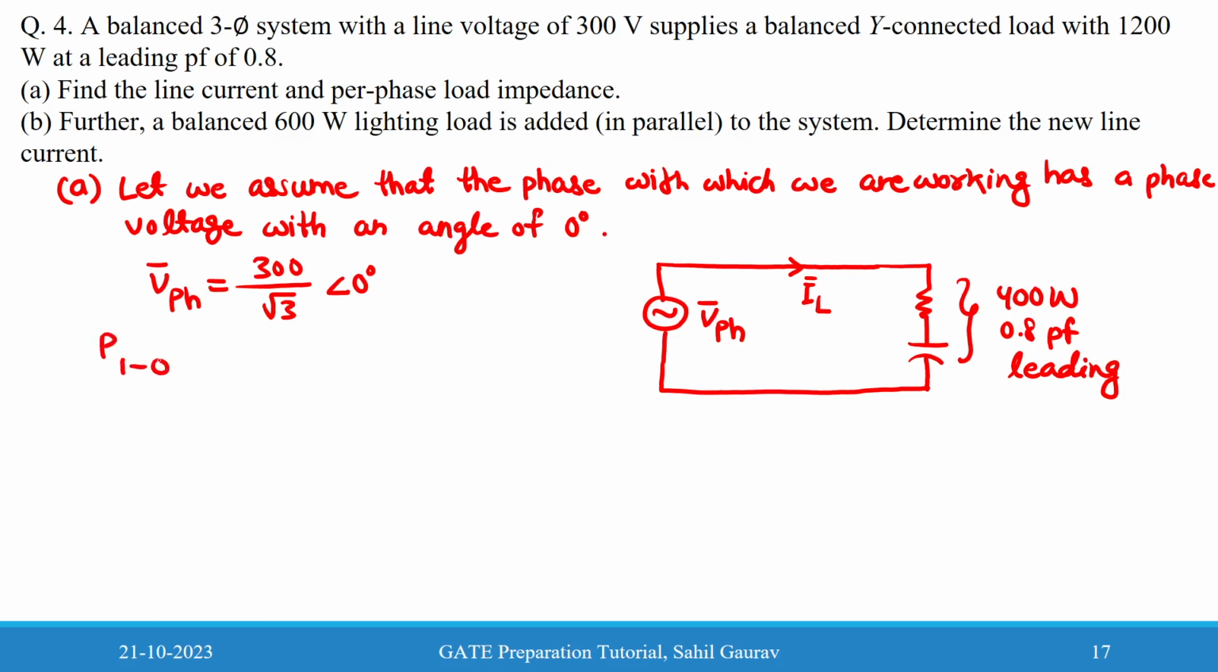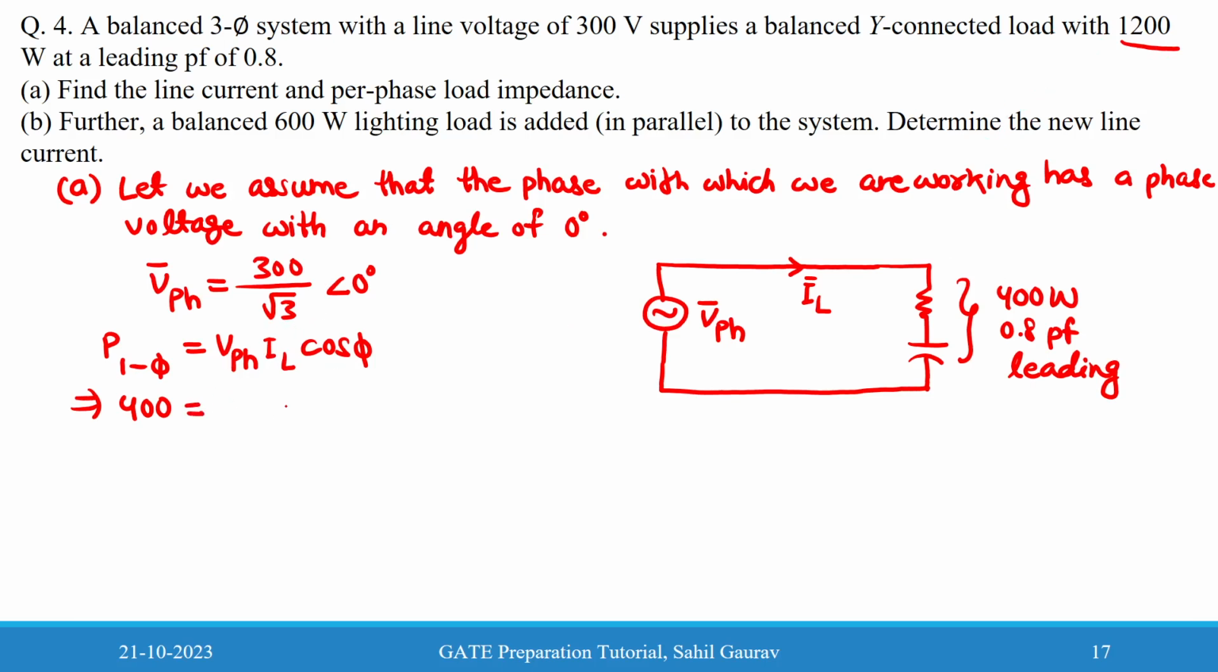Power in single phase is V phase times line current, taking the magnitude only, times cos phi. So power is given as 400 watt. How? See here, with 1200 watt at leading power factor, the load is given at 1200 watt. So per phase power will be 1200 divided by 3. So that's why we have taken 400 watt here.